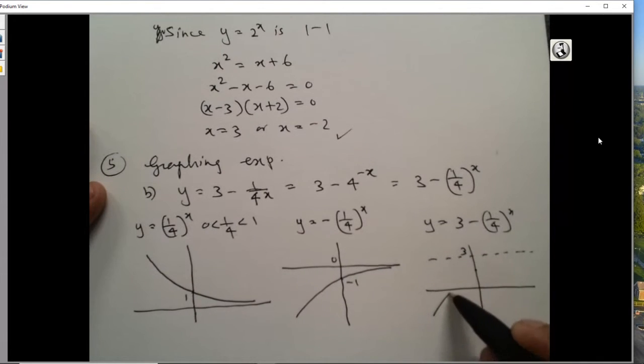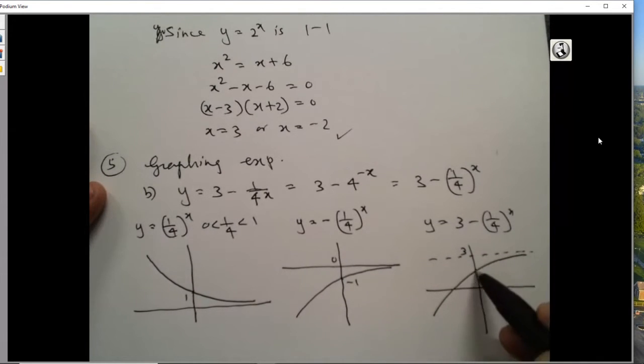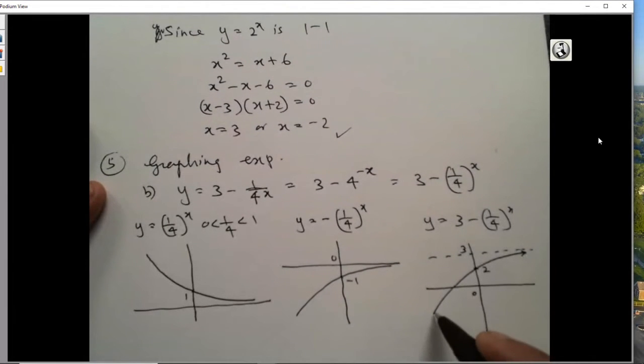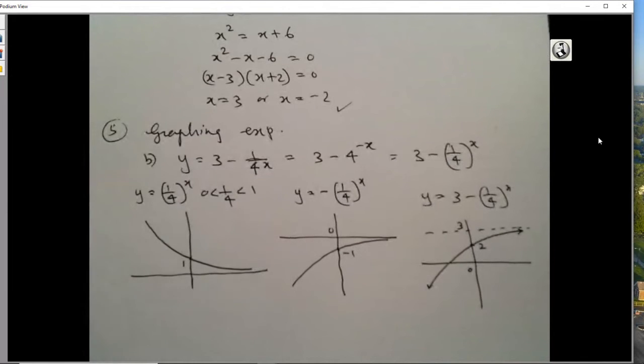That means your final graph is going like this. Okay, that's the graph. If you go like that, it shouldn't take too long, but you have to go with a step-by-step approach. Good. Question number 6. I'm going to do 1b.